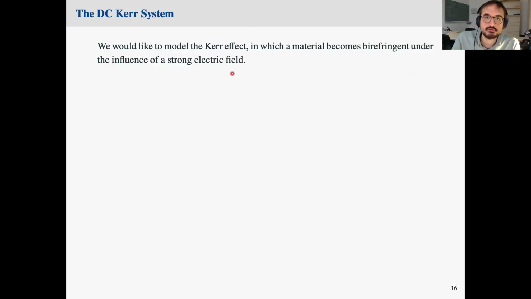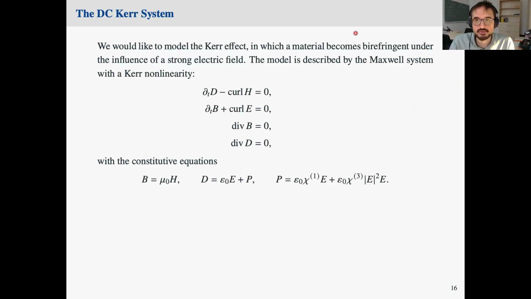So here we would like to model the Kerr effect, in which you have a material that on its own is not birefringent, but once you apply a strong electric field to it, then it actually exhibits birefringent behavior. So this model can be described with the help of the Maxwell system with the Kerr nonlinearity, which I mentioned in the beginning of the talk. So we have the usual Maxwell equations together with some constitutive equations that relate the various quantities with each other.